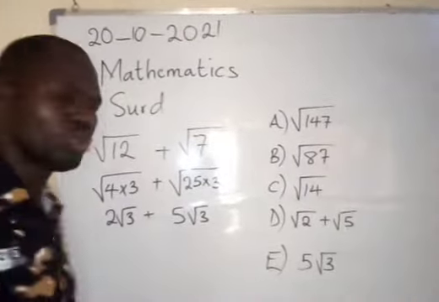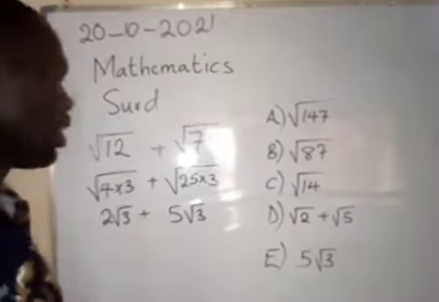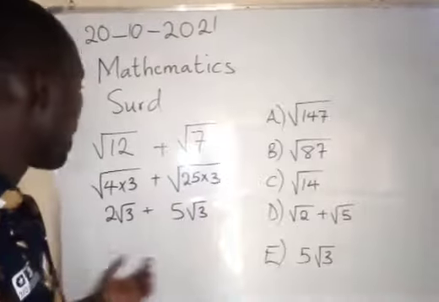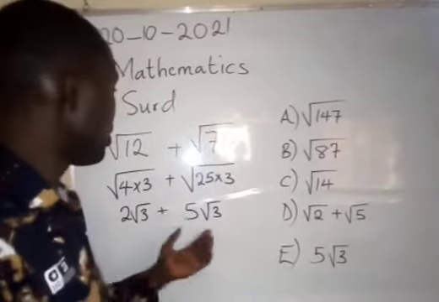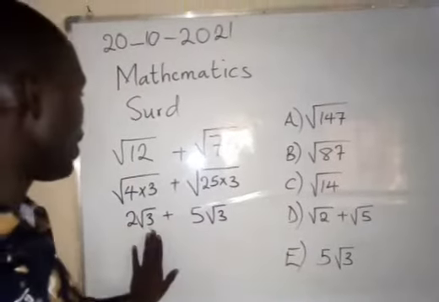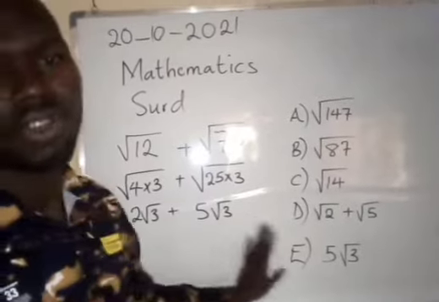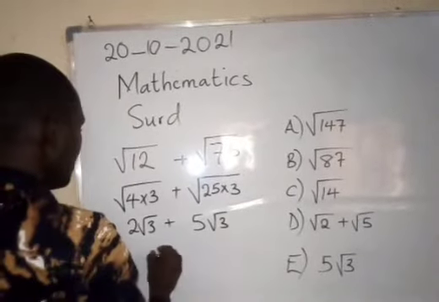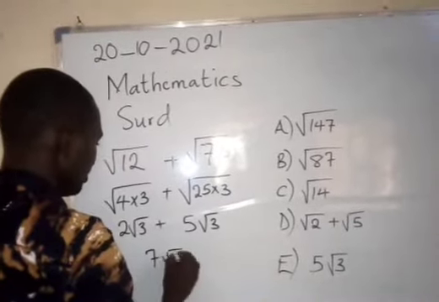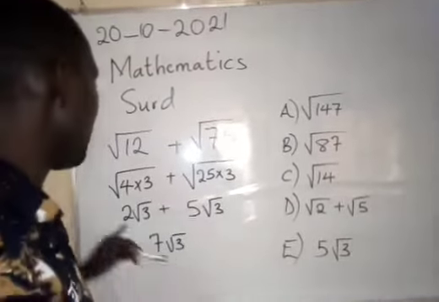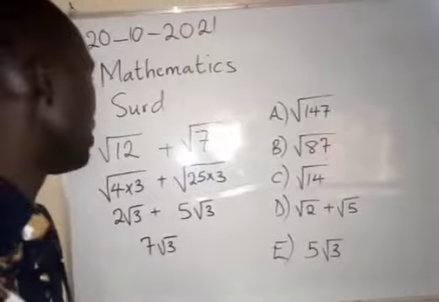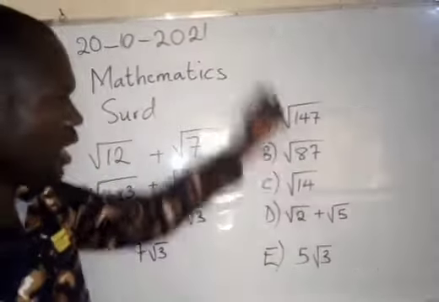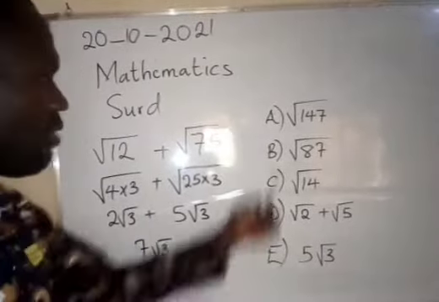Now what you have is 2 root 3 and 5 root 3. So what you are going to do here is just like saying 2 oranges plus 5 oranges. That will give you 7 oranges, isn't it? 2 oranges plus 5 oranges, it will give you 7 oranges. Now if you look at the options we have here, we don't have anything like 7 root 3.